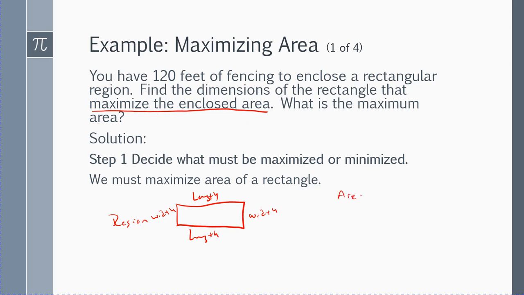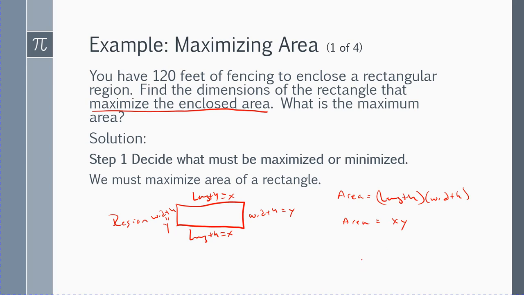So think about the area. What is the area of a rectangle? It's length times width. Well, here's the thing, you don't know what the length and the width are, right? So I'm going to set length equal to x, and width is going to be a different variable, y. So area here is equal to x times y.